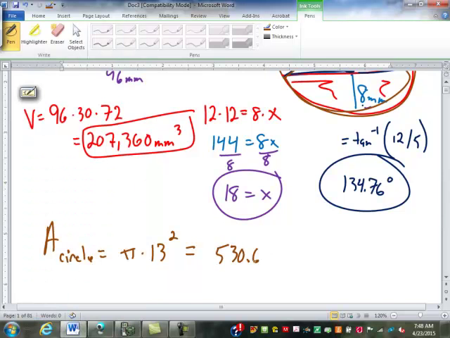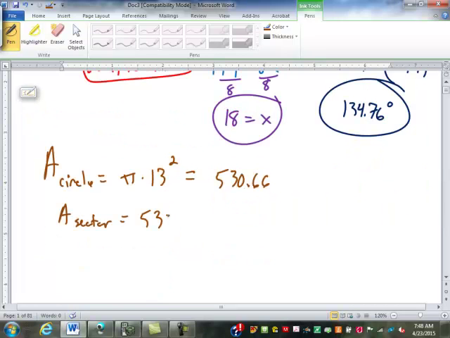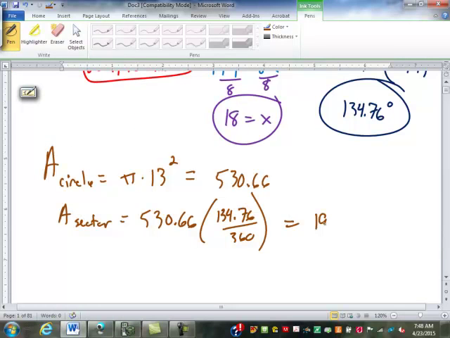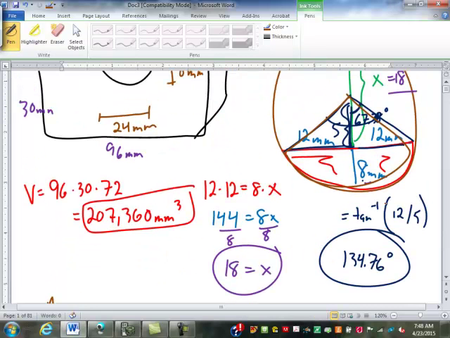530.66. So then the area of the sector is that area times our angle of 134.76 over 360. It's our fraction of the whole circle. So 134.76 divided by 360 gives 198.64, and that is millimeters squared. That's the whole sector. So we still have to subtract out this triangle here.